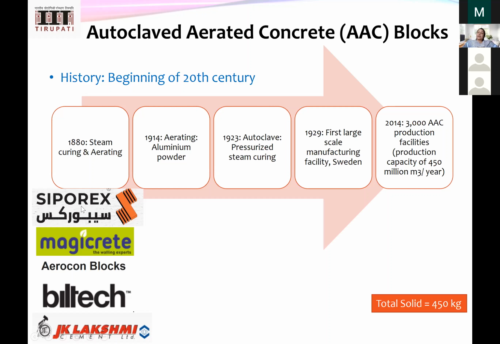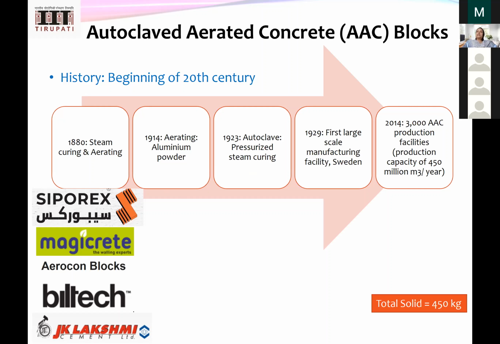Siproc is actually a company which originated very early, when these autoclave patents were done. From that time onwards, Siproc was there. So a lot of companies originated in the early times, even in India. In the 2000s, we had a good market for AAC. We started selling this product.